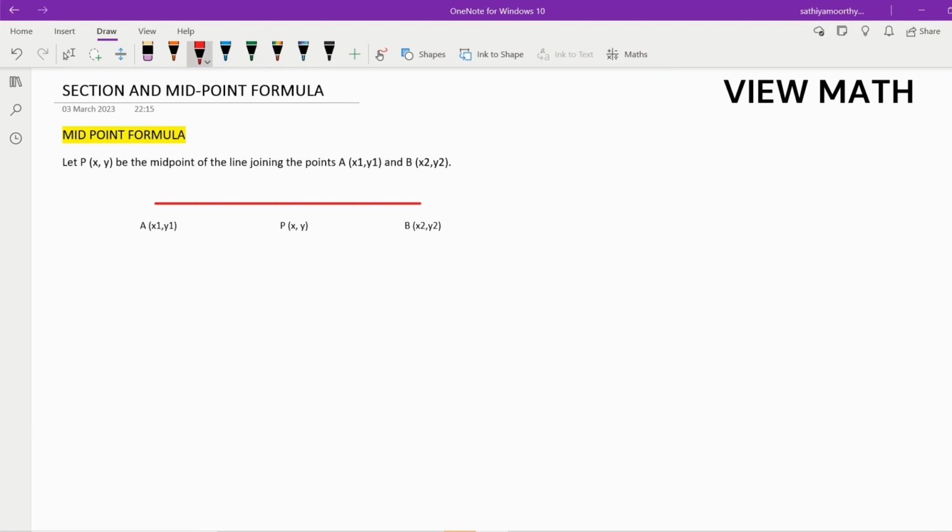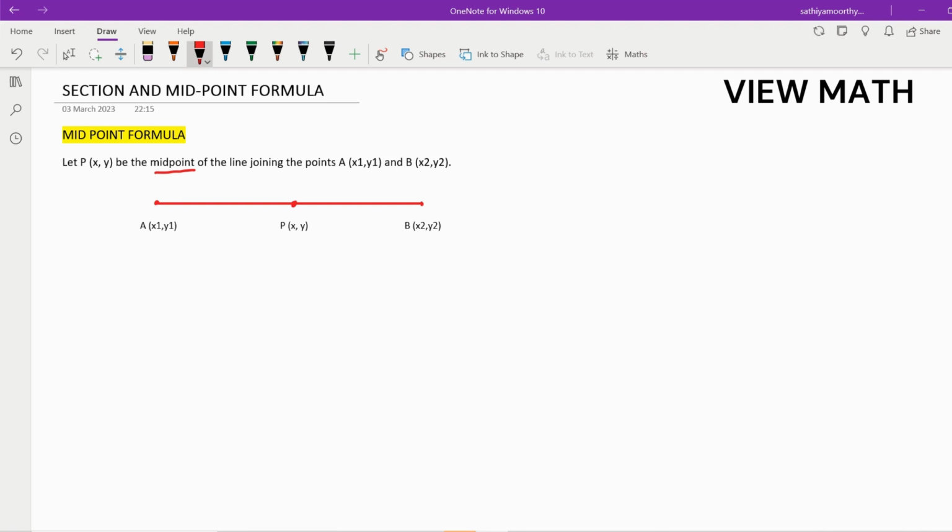Today in section and midpoint formula, we are going to see the midpoint formula. Let P(x, y) be the midpoint of the line joining the points A(x1, y1) and B(x2, y2). Now you can see a line here. This is a point A(x1, y1) and this is a point B(x2, y2), and P is the midpoint they have given. P is a midpoint (x, y). So we have to find out the midpoint formula. The midpoint formula is derived from the section formula.